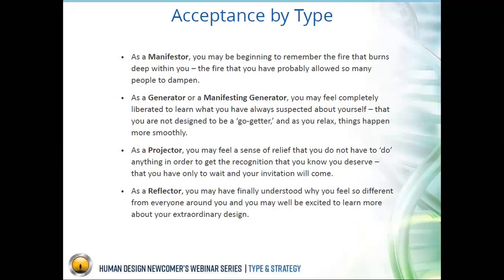So I love this slide. This is acceptance by type. What is that? So as a manifestor, you may be beginning to remember the fire that burns deep within you, the fire that you have probably allowed so many people to dampen. So this is what happens to manifestors in society. They get dampened down.